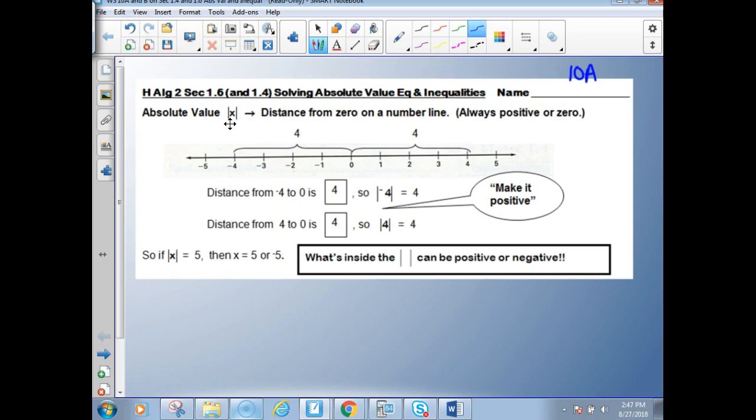You are aware of what absolute value means. It means the distance from 0. We already went over that. Always positive or 0. The distance from 0 to 4 is 4. The distance from -4 to 0 is also 4. Okay, so what's inside the absolute value bar can be a positive amount or a negative amount. So there are two solutions to the absolute value of x is 5 or -5.